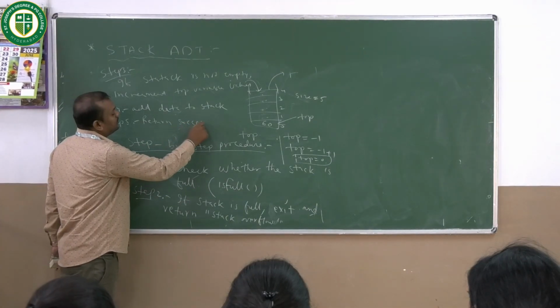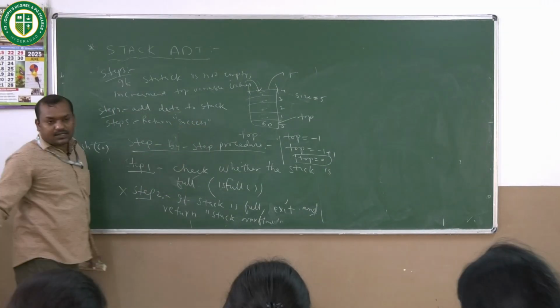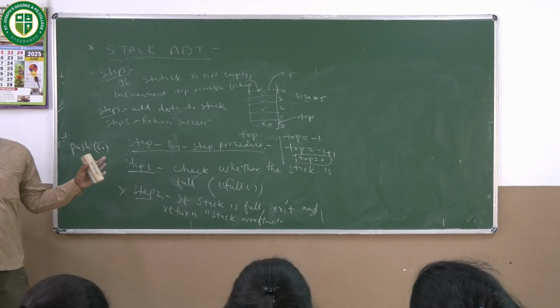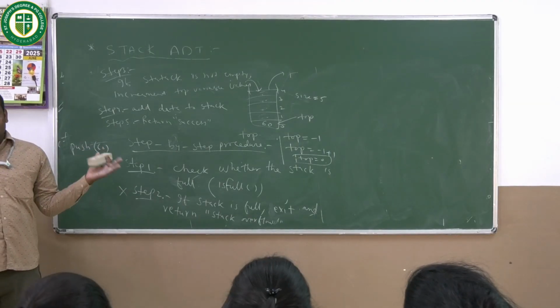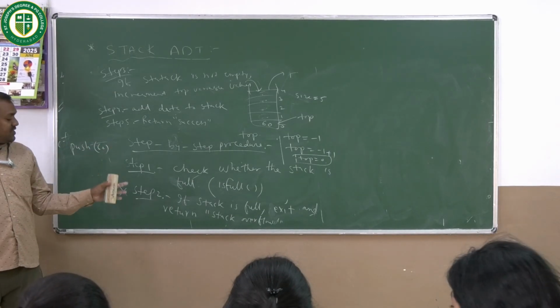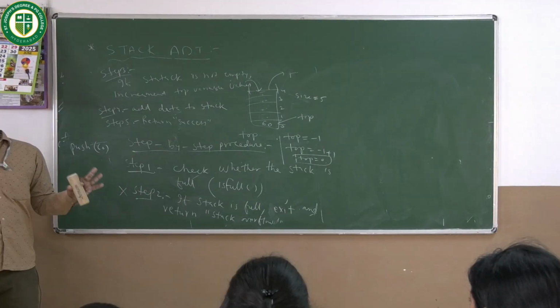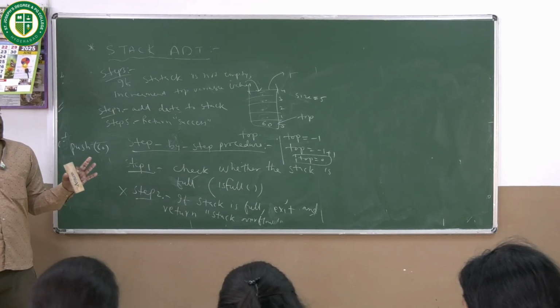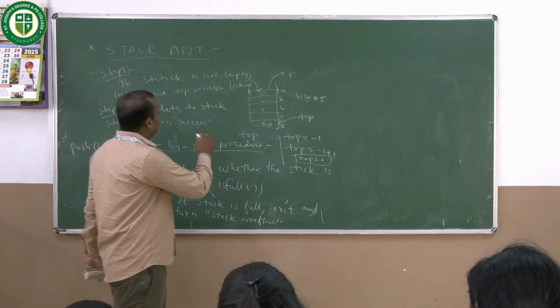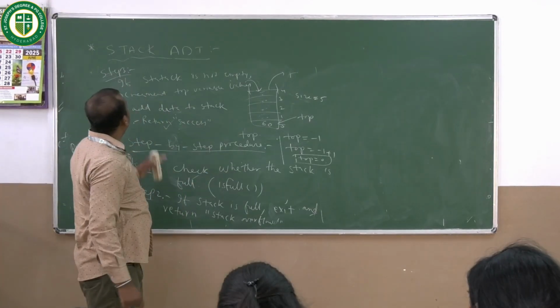Success means the data is successfully inserted. So the push function can return success or unsuccess. Unsuccess means step 2: if the stack is full, it cannot insert the data. That is called unsuccess; the operation will be unsuccess. Now this is about the push function.